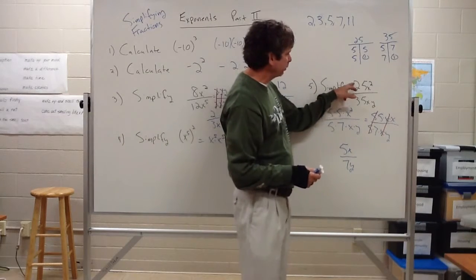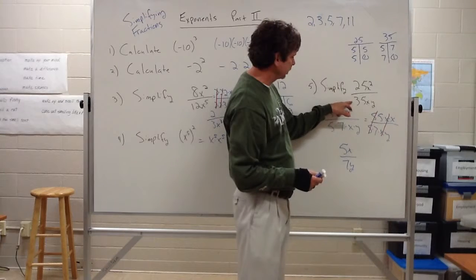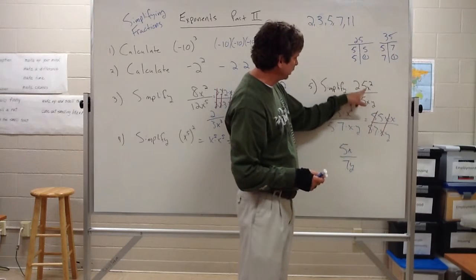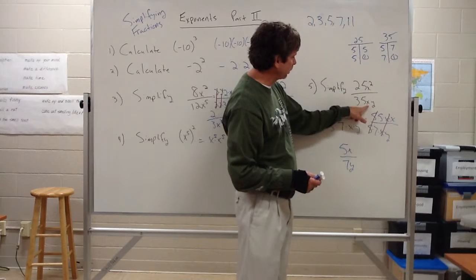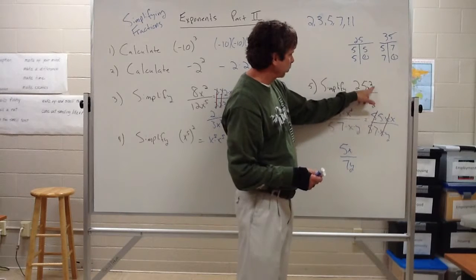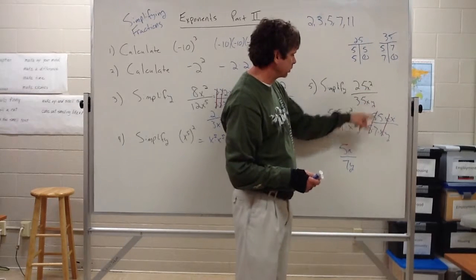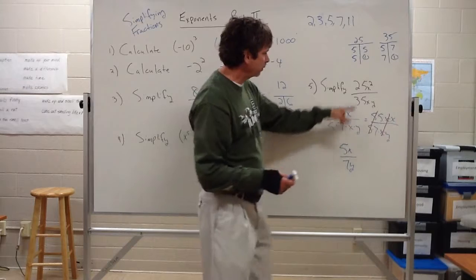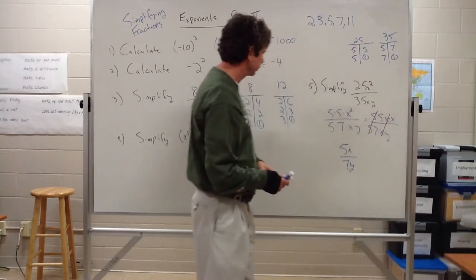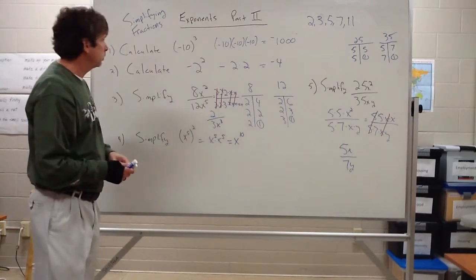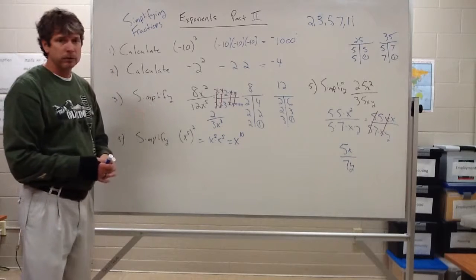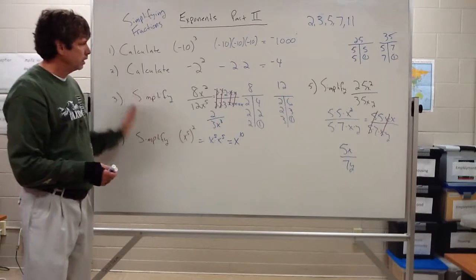So you can see that these both have a 5 you can take out, which leaves you a 5 and a 7. Notice how there's 2 x's here and 1 x there, so I can mark out an x. We're left with an x on the top and just a y on the bottom there. So you almost can do that polynomially if you think about it. So hopefully that will be helpful in moving you into simplifying fractions in this type of form.